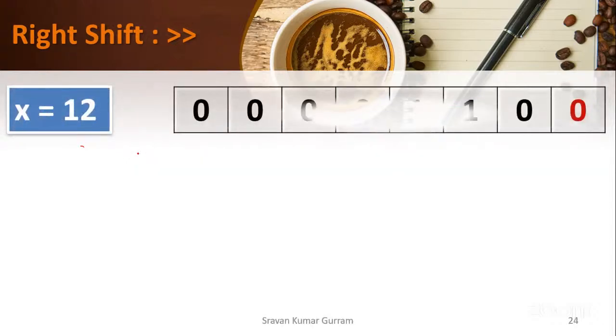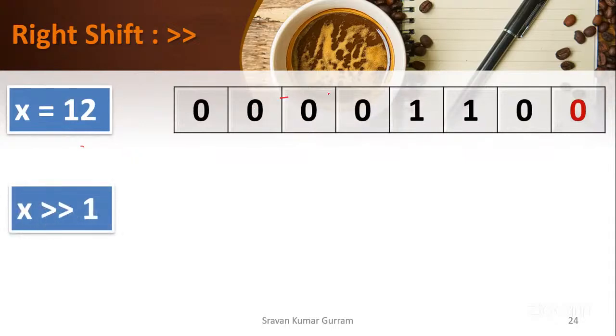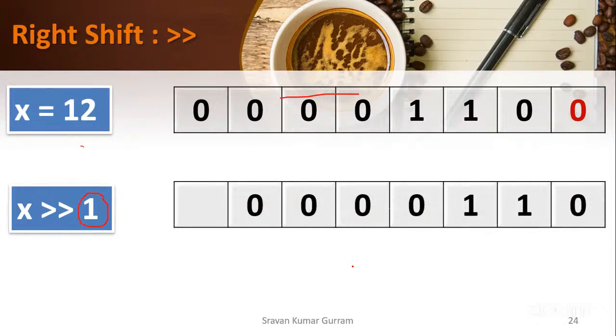Now see the example. x is a variable storing the value 12, and this is the equivalent value in the binary number system. I am implementing the right shift operator, and the number of bits I want to move to the right hand side is 1. x right shift 1. Now see what will happen. The moving starts from the left hand side. In the left shift operator, moving starts from the right hand side. In the right shift operator, moving the bits starts from the left corner.